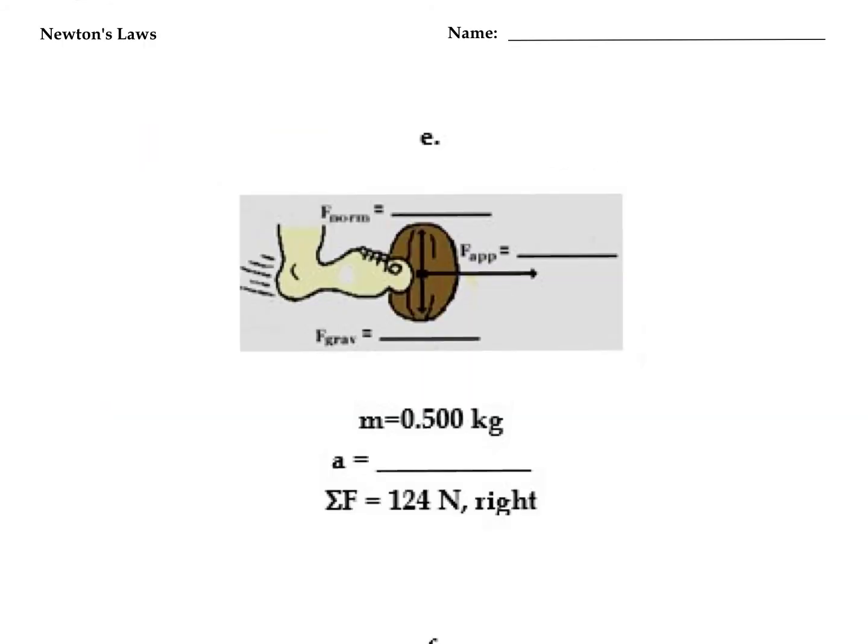Jumping to letter E, we've got someone kicking a football. Not very smart, though. We're kicking it toes first. For my soccer players, I don't know if that's a wise decision. But let's see how it goes from here. So we already know the mass of the football is a half a kilogram. We also know that the overall total net force, rightwards, in the x direction, is positive 124.